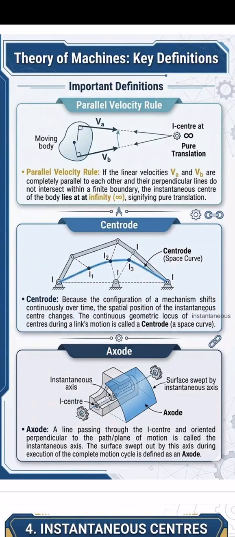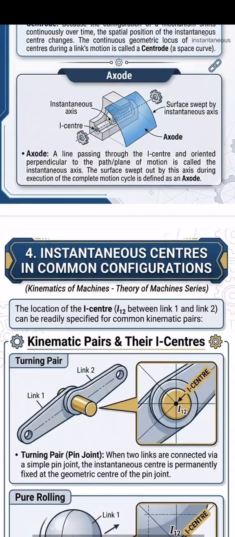Because the configuration of a mechanism shifts continuously over time, the spatial position of the instantaneous center changes. The continuous geometric locus of the instantaneous center during a link motion is called the centroid, in space called the axode. A line passing through the instantaneous center and oriented perpendicular to the plane of motion is called the instantaneous axis. The surface swept out by this axis during execution of the complete motion cycle is defined as the axode.